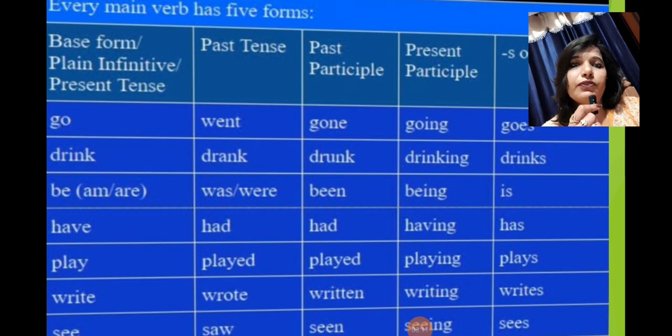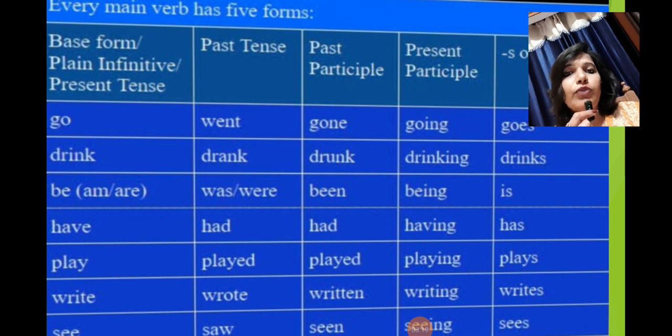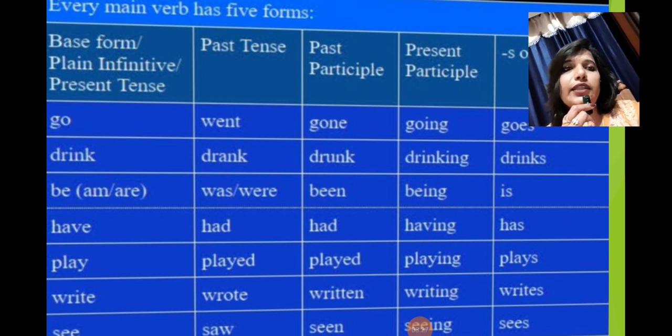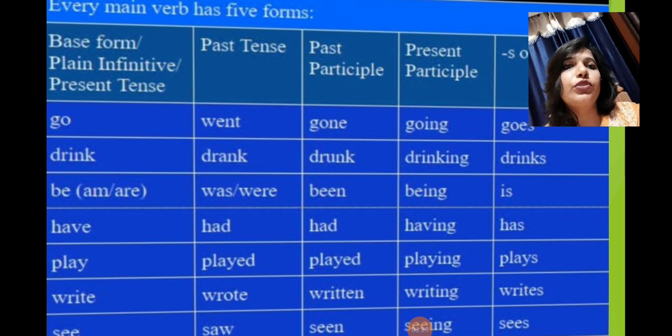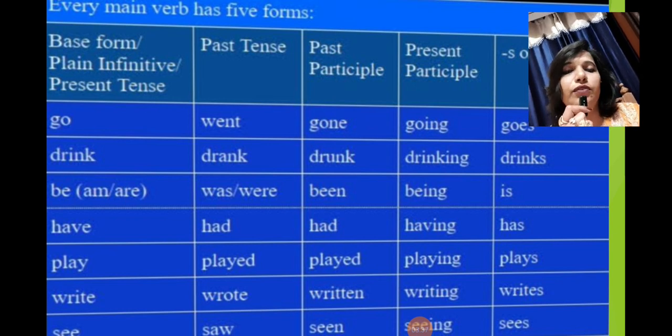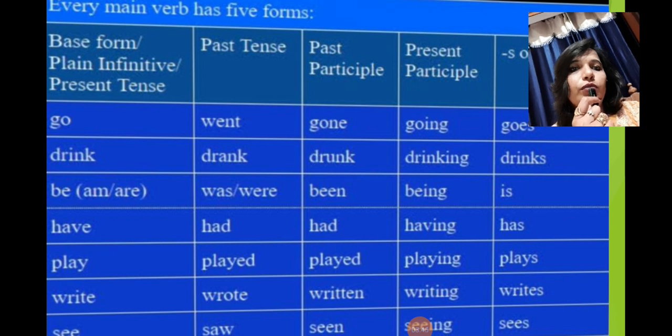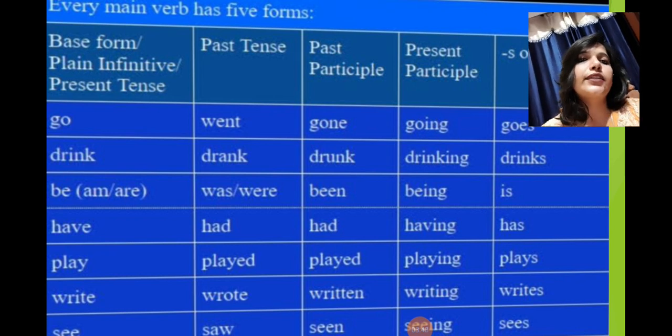Here main verbs are given first. Okay, main verbs, a few examples are given. You could see go, drink, be, have, play, write, see, all these are main verbs. That way we could understand easily how important they are, and how they change their forms when the pronouns get changed, when the tenses get changed. At that time they simply change. They are like went, gone, going, goes, all those forms. Okay, so let's switch to the next slide.